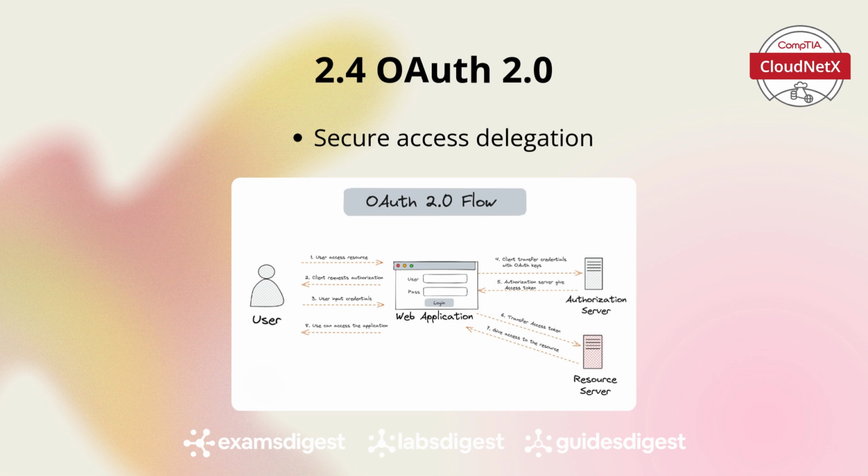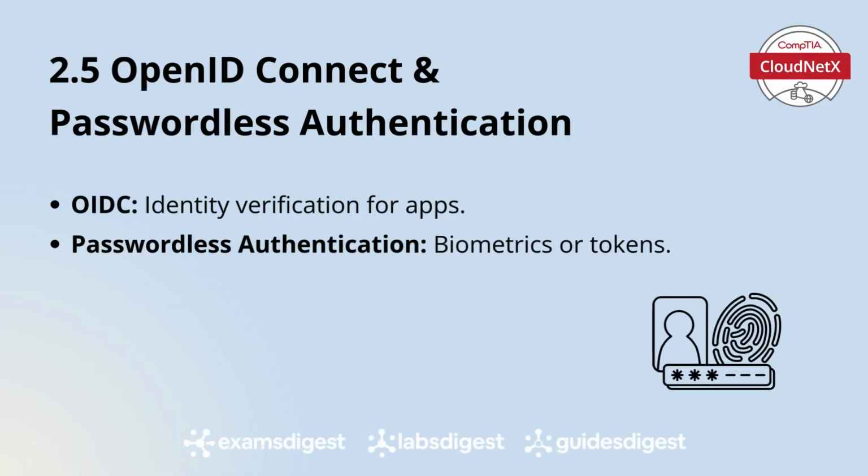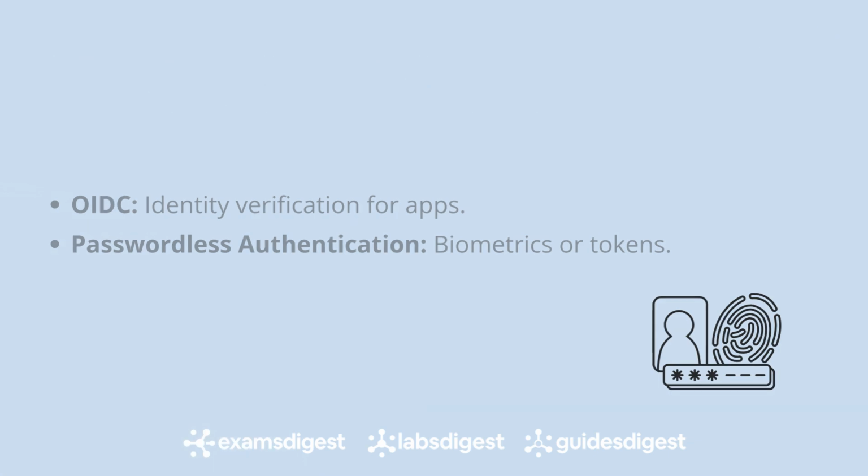Another essential technology in this space is open authorization, which allows secure access delegation between applications. For example, open authorization lets you grant a third-party app limited access to your Google account without sharing your password. OpenID Connect builds on open authorization by adding identity verification, making it ideal for modern web-based applications. If you want to take things a step further, passwordless authentication offers an even more secure and user-friendly alternative by replacing traditional passwords with methods like biometrics or security tokens.